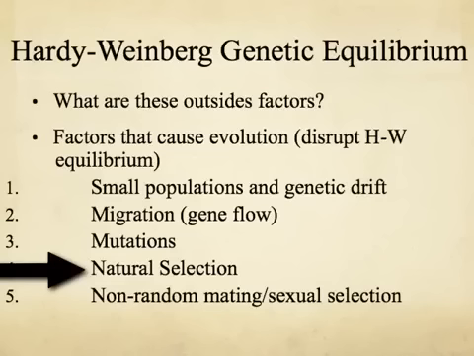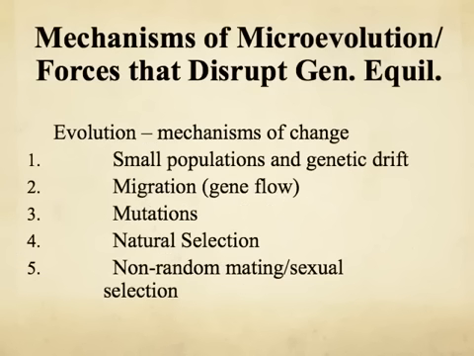So in this video, we're actually going to be looking at just the first 3 things here. These are things that can change the genetic makeup of a population. So the first one that we're going to look at here is small populations and this thing called genetic drift.